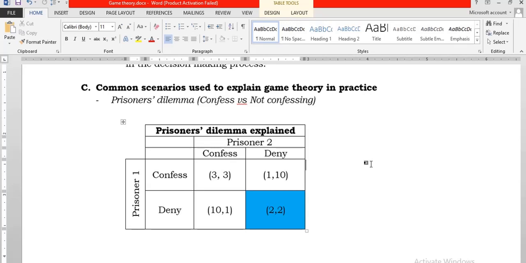So they were put in separate rooms. After being put in separate rooms, they were given a chance to confess or deny. So they were told.